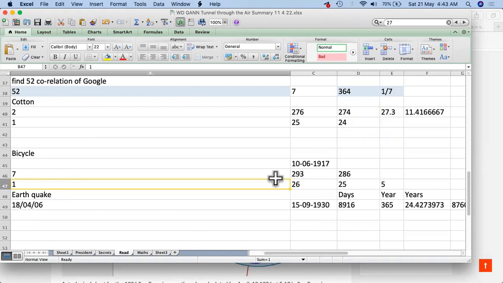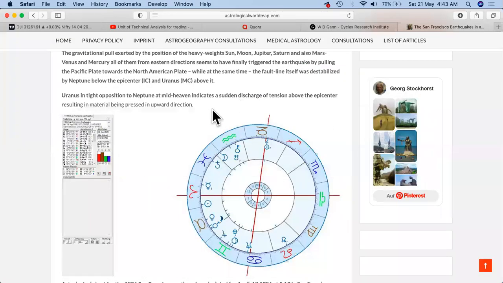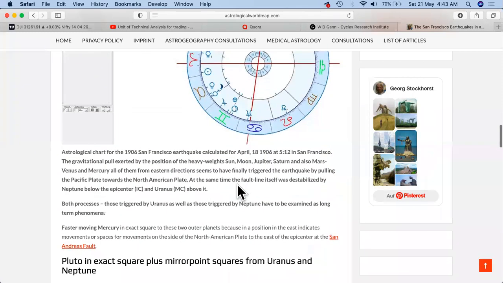And here we came to know that the earthquake which happened on 18th of April 1906 was because of the tight opposition between Uranus and Neptune at midheaven. So something like that. They were in opposite direction, and because of that, something did happen. This is as per WD Gann, and this is what he is telling.